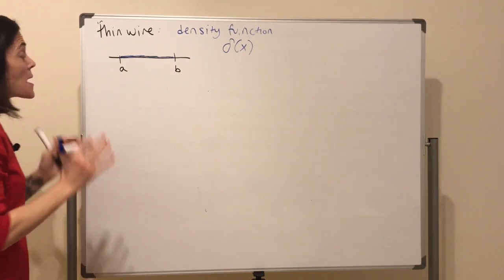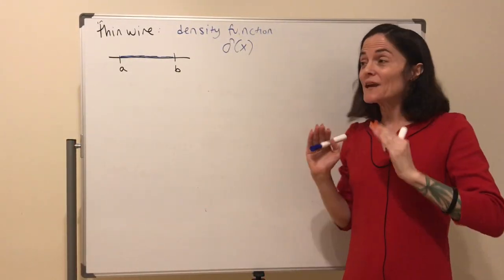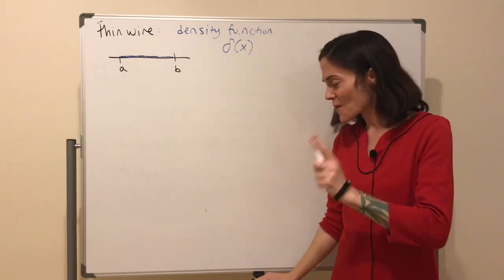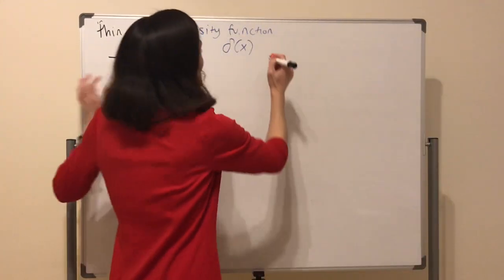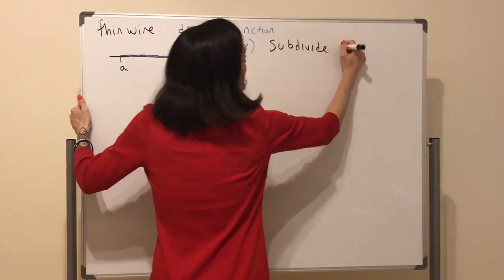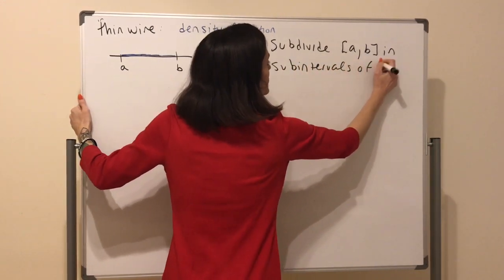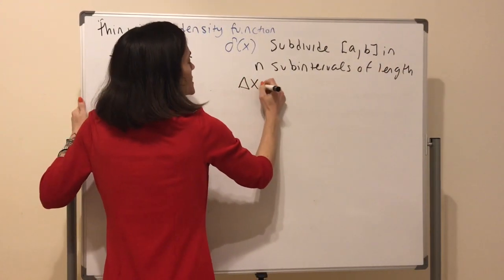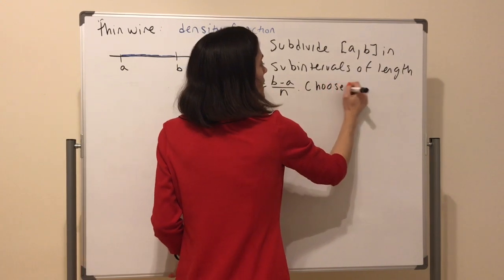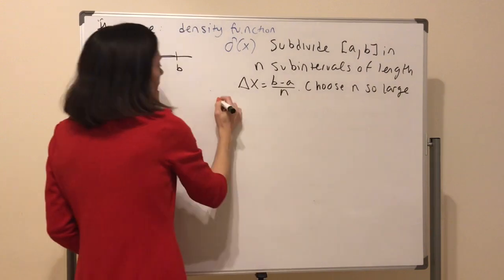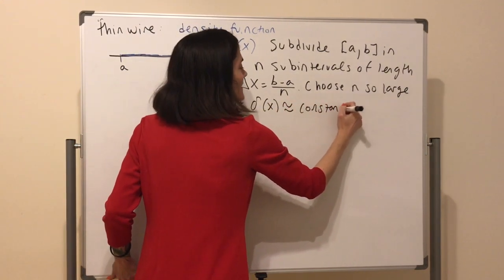How are we going to figure out the mass of this wire? Just like every other application of the definite integral that we discuss, we think Riemann sum. My tray is a little small, but it's life. Let's subdivide A to B into n subintervals of length delta x, which is b minus a over n, and we choose n so large that the density function is approximately constant on each subinterval.